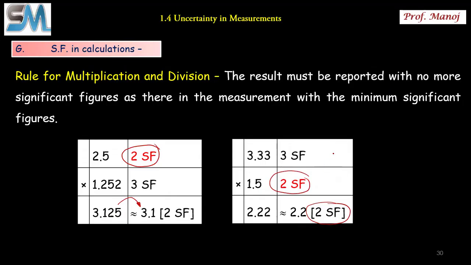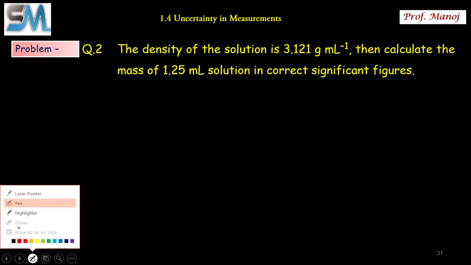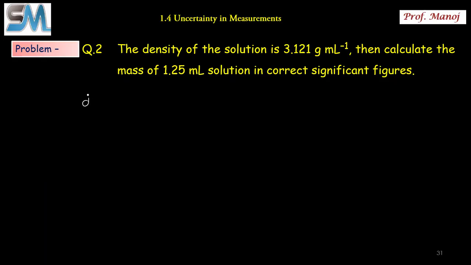Let us try to solve some problems based on this concept. First one, the density of the solution is given as 3.121 gram per milliliter. Then calculate the mass of 1.25 ml solution in correct significant figures. Let us understand the whole situation first. You have density is equal to mass divided by volume.